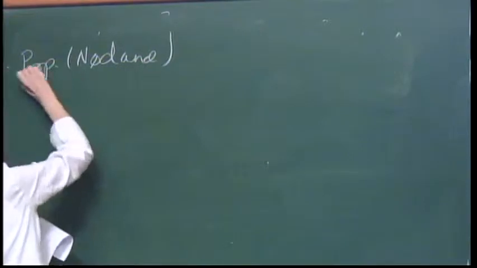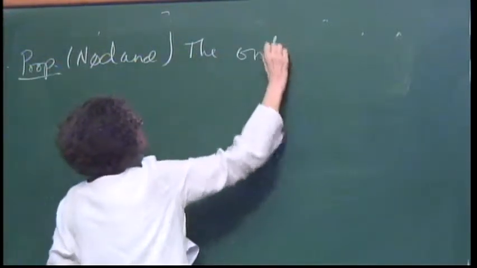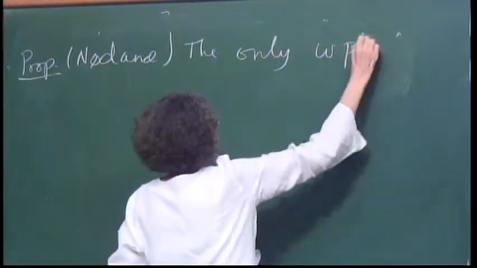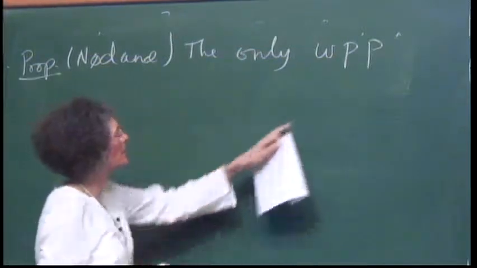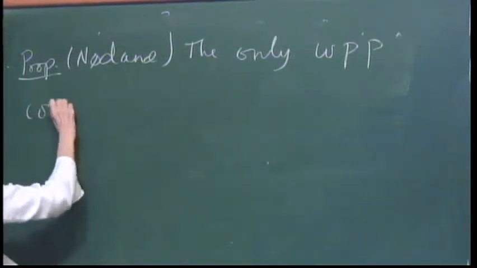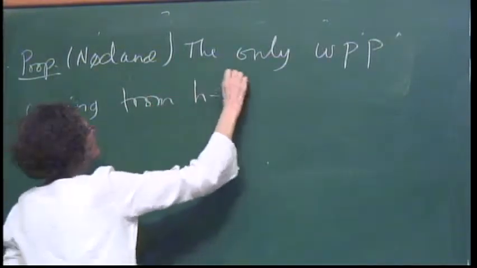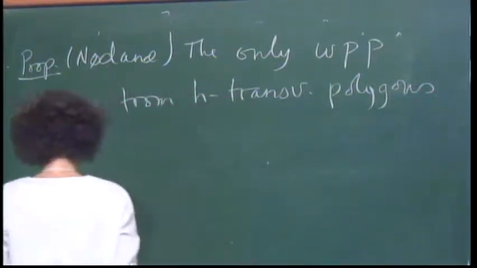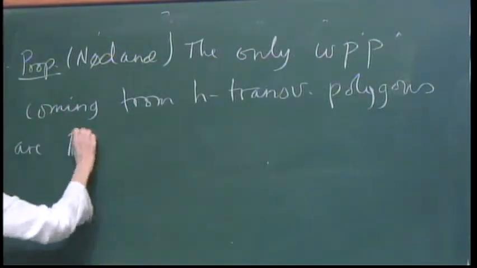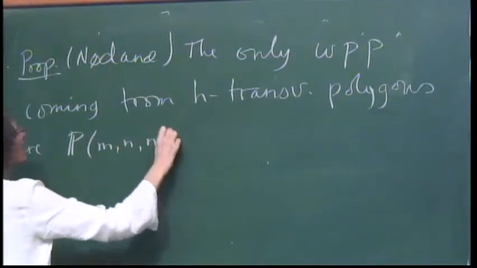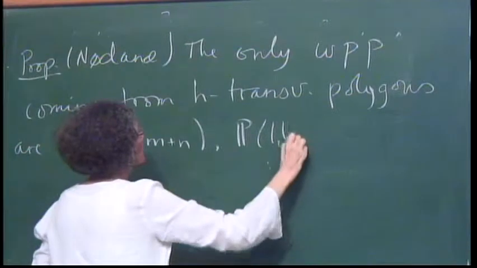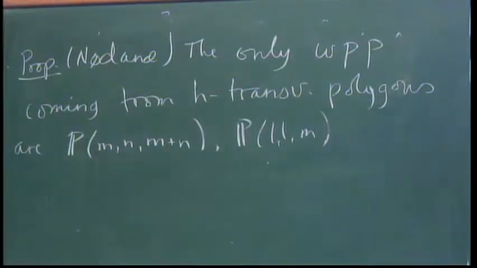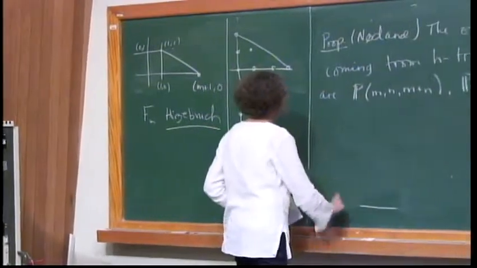So he showed that, again, the only weighted projective spaces, projective planes, he also looked at spaces, these are weighted projective planes coming from H transversal polygons, are precisely the two I wrote, P, M, N, M plus N, and P, 1, 1, N. So it's good in the sense that then we have closed formulas, at least for N1, but it's still sort of limited.